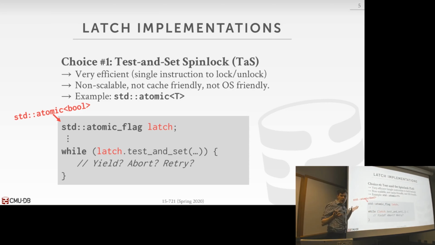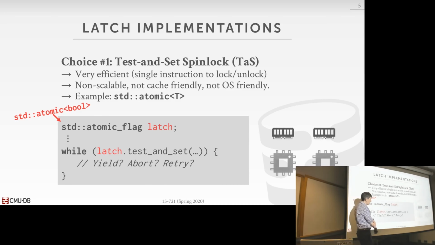So again, this is the simplest way to do this. In our system now, we actually use a spin latch that does essentially the same thing, written by Intel, called Thread Building Blocks. So if you ever see a spin latch in our system now, it's essentially doing this. But one of the downsides of this is that it is not very cache friendly.